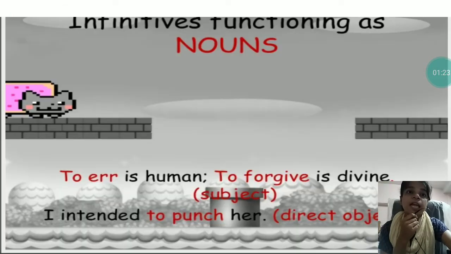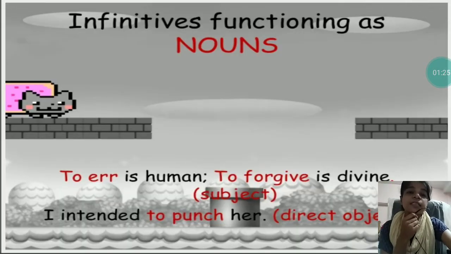Okay, now like, to err is human. Here, to forgive is divine. See, to err, to forgive. These two are the subject of their respective sentences. So, in these two sentences, to plus err, to plus forgive, again to plus verb, are acting as subject, they are at the position of subject.